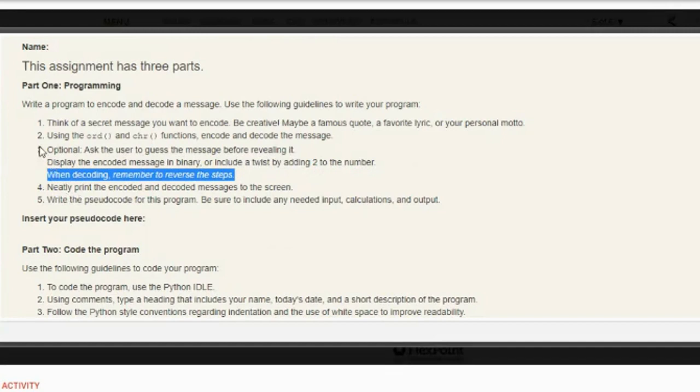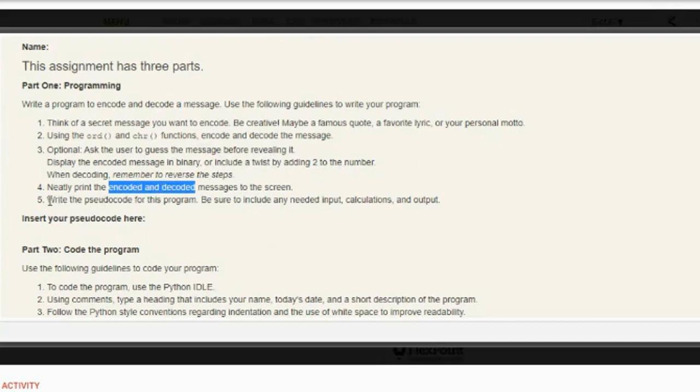So those, like I said, number 3 is optional, so you don't have to do that. You do have to use the ordinal and character functions to encode and decode the message. Print the encoded and decoded messages to the screen. So you're going to come up with that message, and you're going to print out the ASCII coded message. And then you're going to print out the decoded message you can read.